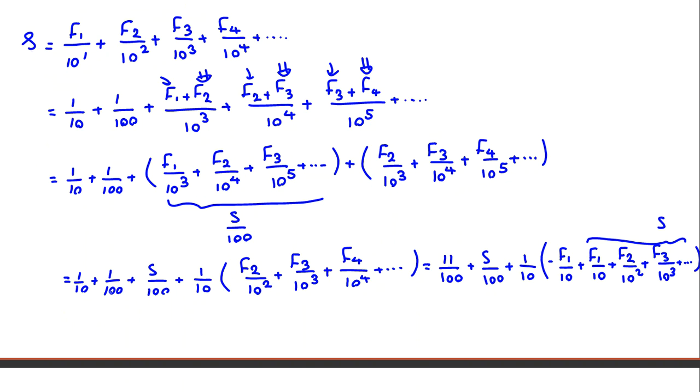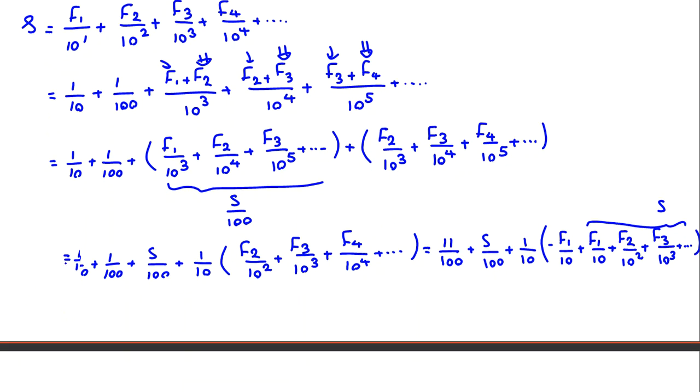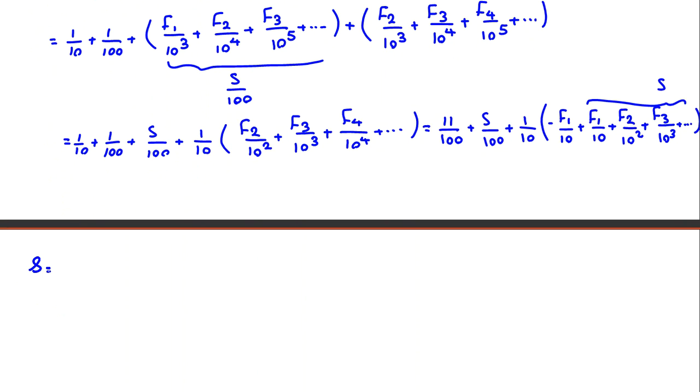Now, we know we have s here equal to this part. So s equals 11 over 100 plus s over 100 plus 1 over 10, and we know f1 is 1, so it will be minus 1 over 10 plus s. Okay?